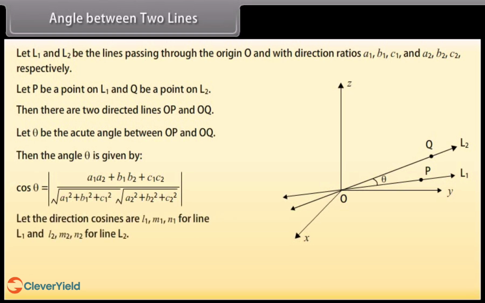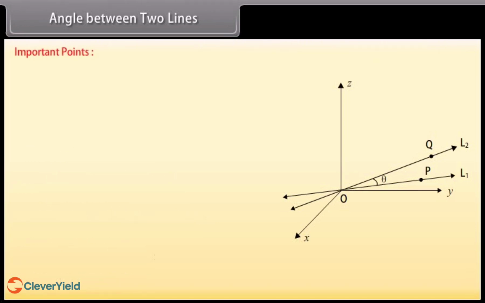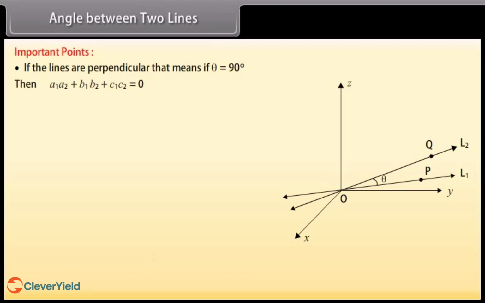Let the direction cosines be l1, m1, n1 for the line L1 and l2, m2, n2 for the line L2. Then the angle theta is given by cos theta equals modulus of (l1l2 plus m1m2 plus n1n2). Important points. If the lines are perpendicular, that means if theta is equal to 90 degrees, then a1a2 plus b1b2 plus c1c2 equals 0. If the lines are parallel, that means if theta is equal to 0 degrees, then a1 by a2 equals b1 by b2 equals c1 by c2.